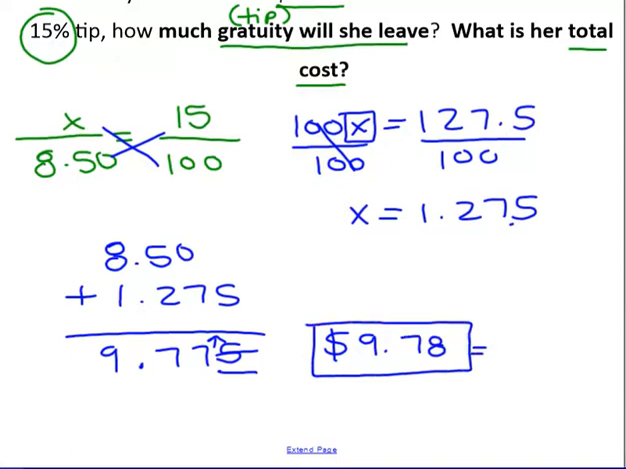And that's the total. But the other part of the question is asking us what the gratuity is, the tip, which is this number right here. Now, when I give this answer, I want to go ahead and round it. This 5 tells this 7 to go up. So the tip is going to be $1.28.